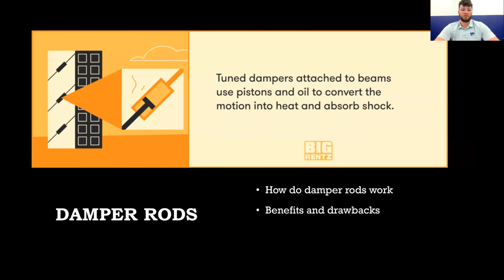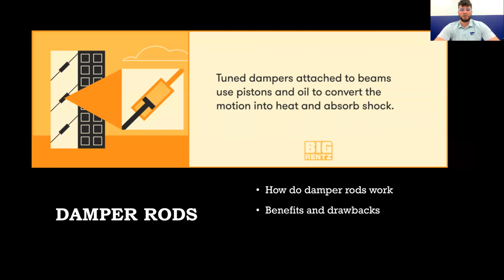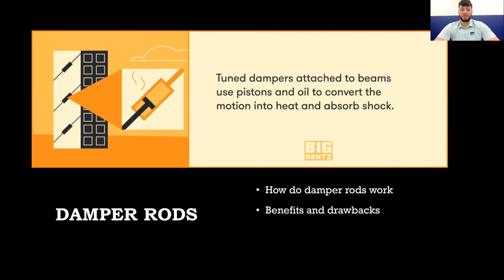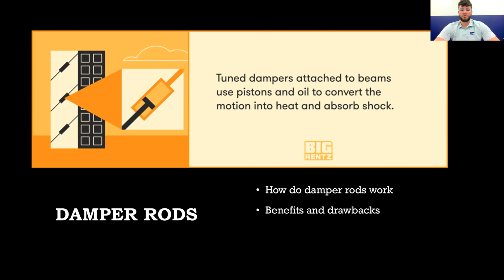The next building method is damper rods. These rods will act as a shock absorber to the earthquake's force. The main types of dampening rods are viscous dampers and friction dampers. Viscous dampers displace the energy through the motion of a piston pushing against the fluid inside the cylinder. Friction dampers are designed to slip before the building loses any structural integrity.